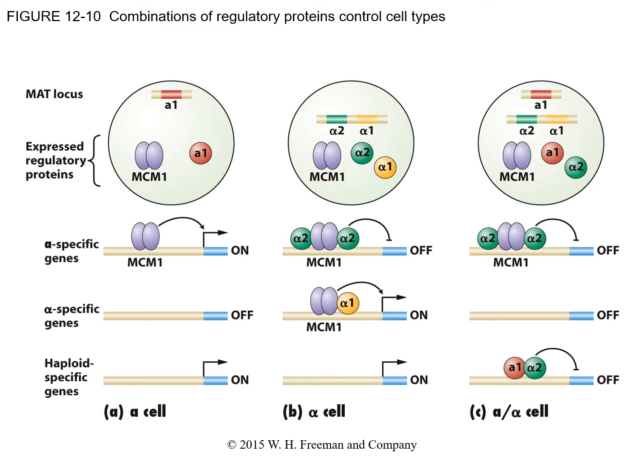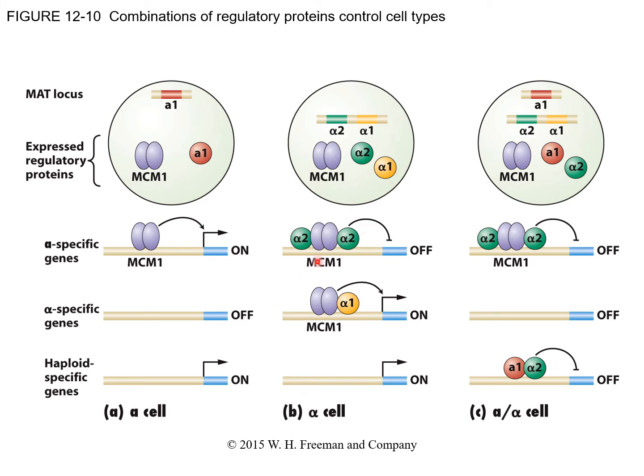The simplest case, as shown on this slide, is the A cells at the MAT-A locus. In these A cells, a single protein is transcribed, called A1. In the A cell itself, A1 doesn't really have a function; it's just hanging out. MCM1, which is an activator of transcription, will bind naturally to the A-specific gene regulatory region, and it will activate transcription of those A-specific genes.